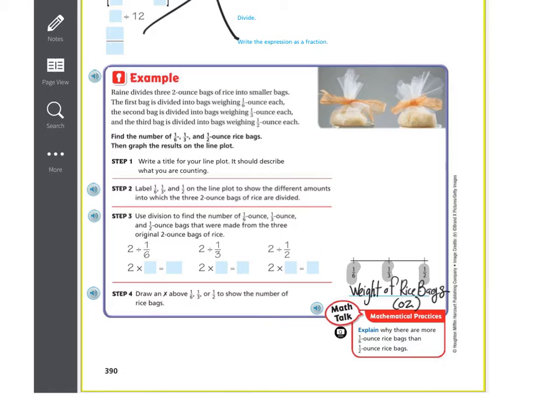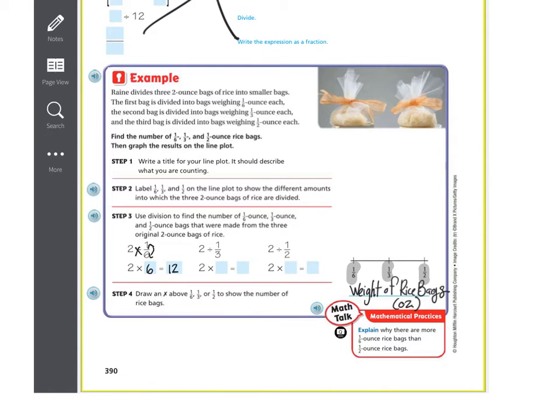Okay, so now we're going to use division to find the number of 1/6 ounce bags. If he starts with a total of 2 ounces for this first bag, he's going to divide 2 by 1/6. So remember, that is equal to 2 times 6, because we flip the fraction and then we change it to a multiplication sign. So that's how we get 12.